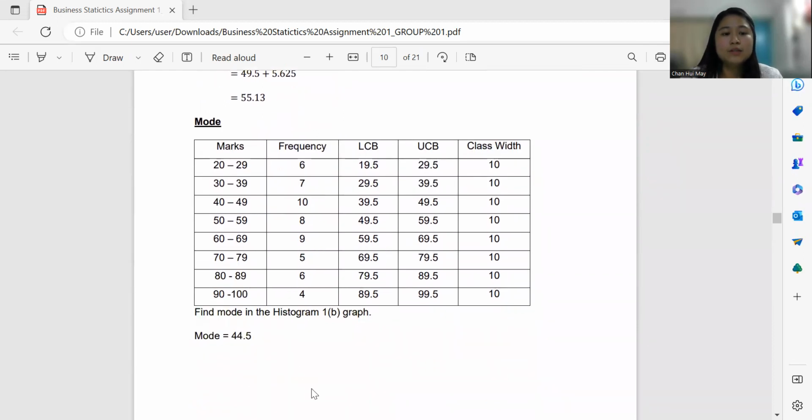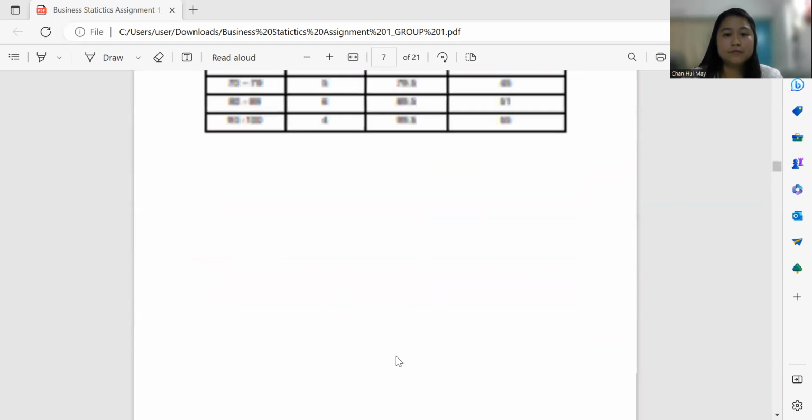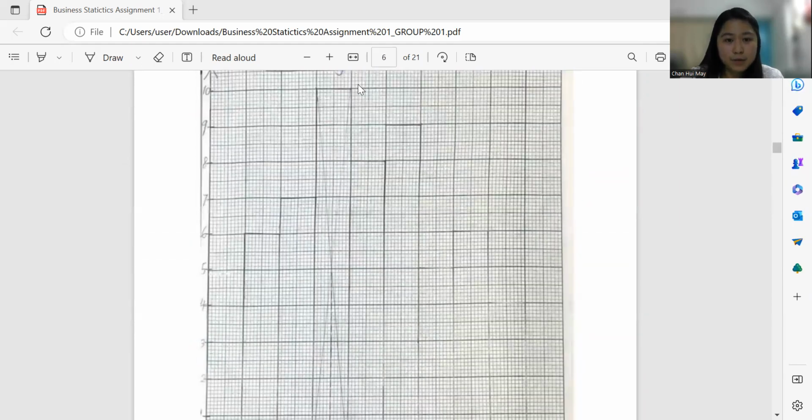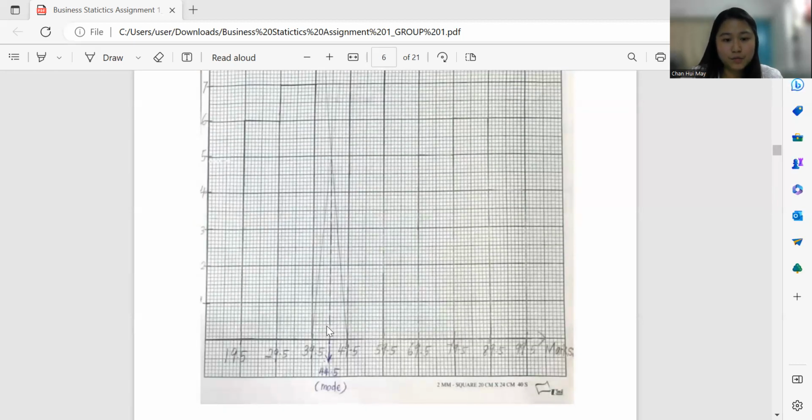Next, I would like to find the mode. The mode we will base on the histogram graph to find. Let's see our histogram graph, the 1B graph. This is our 1B histogram graph. From this histogram, we need to find the highest bar and then use these two corners, draw across, and then plot the point to find the mode. After we cross this and then use the point, draw down, we will find the mode is 44.5.